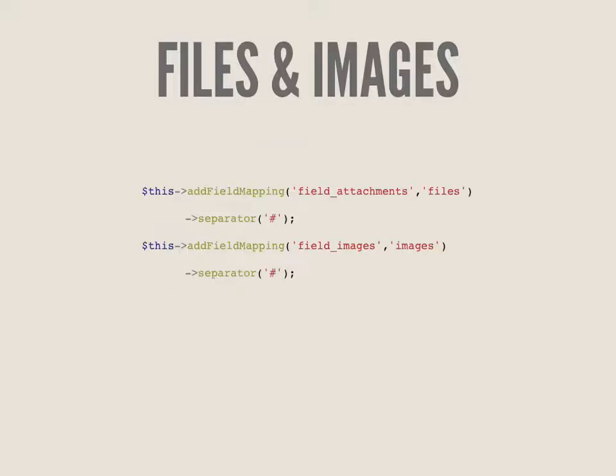Well, first of all, you add a mapping. The destination field is field attachments, and the source column is files. And you add an option that all the files will be separated by a hashtag. This means that before you create a Drupal content, the files will be stored somewhere, and all the files will be separated by hashtags. The same thing for the images.